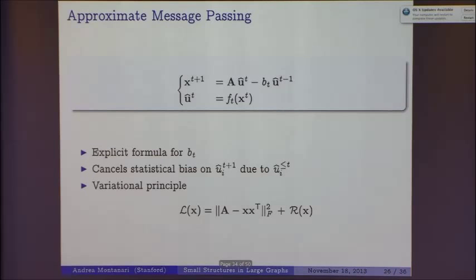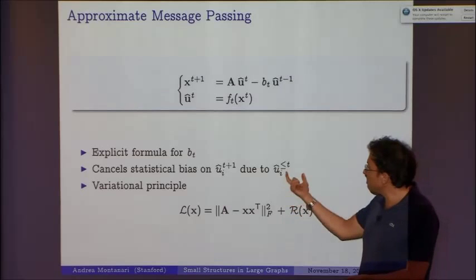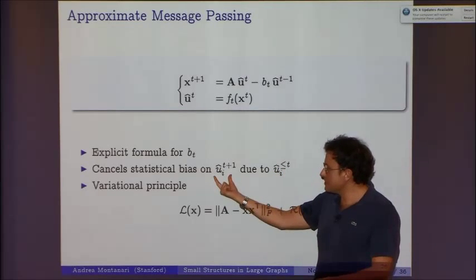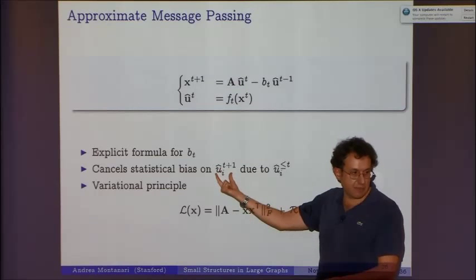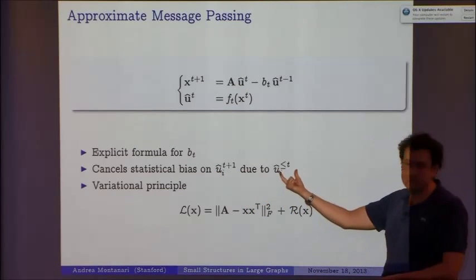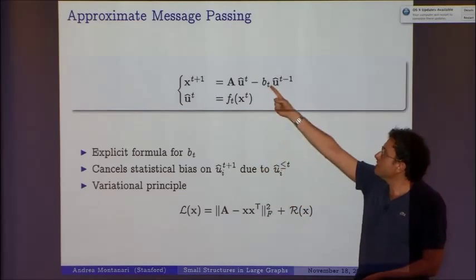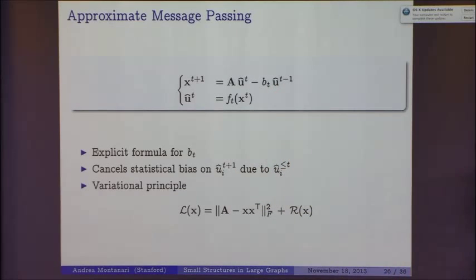Okay, so this is not just any memory term. It's a memory term for which we have an explicit formula. You can find it out. And this explicit formula is basically chosen to cancel the correlation between the estimate at time t plus 1 and the estimates at all previous times. So it decorrelates this by this. There is, magically, one specific coefficient that does it.